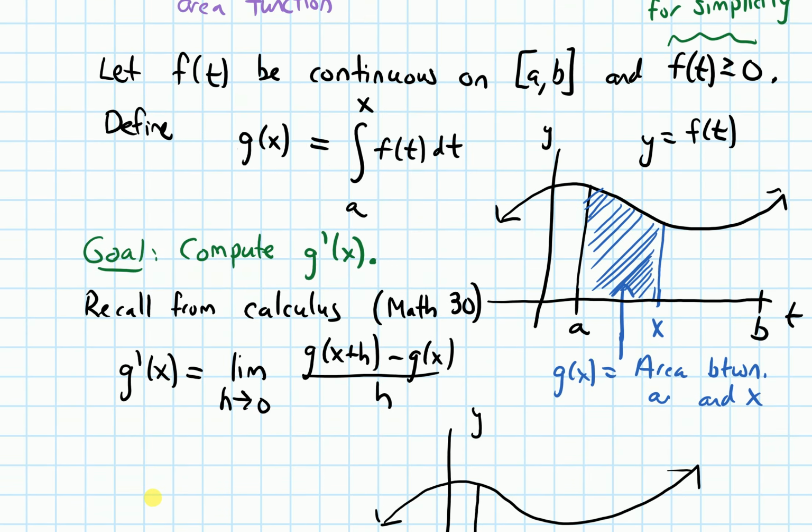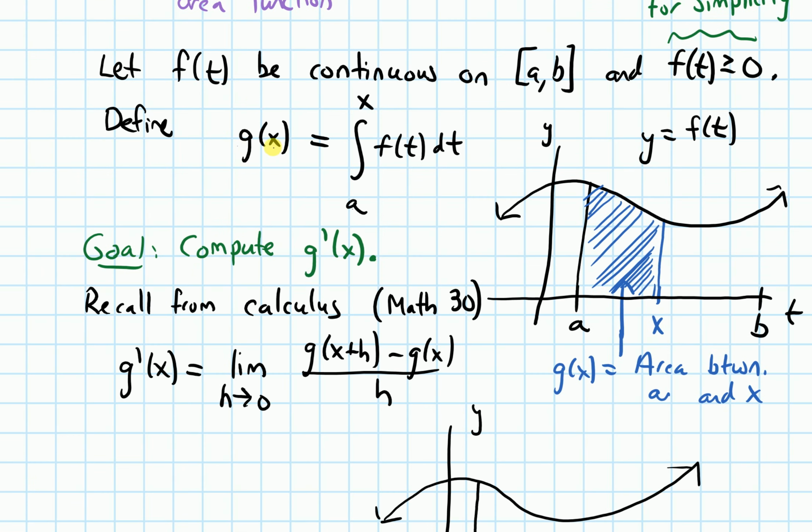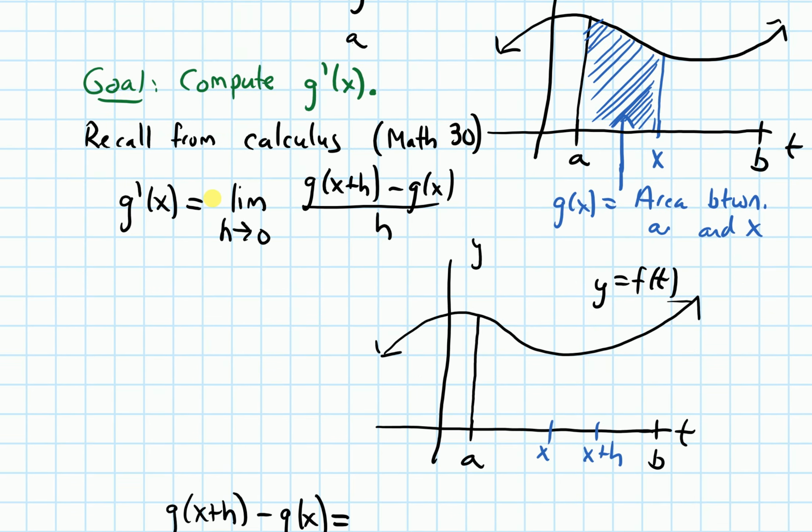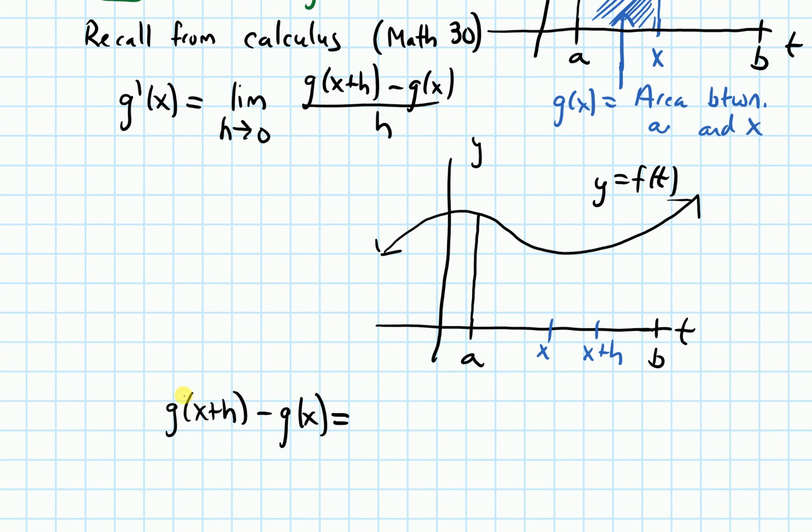So thinking back to what g of x is, the area under the curve y equals f of t. Oh, I'm sorry, I should label that here. This is y equals f of t as well. It is the area under that curve over the interval from a to x. So in that way, g of x plus h would be the area under the curve from a all the way until x plus h.